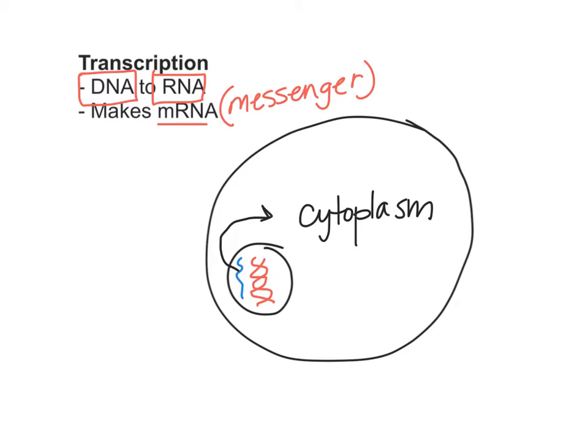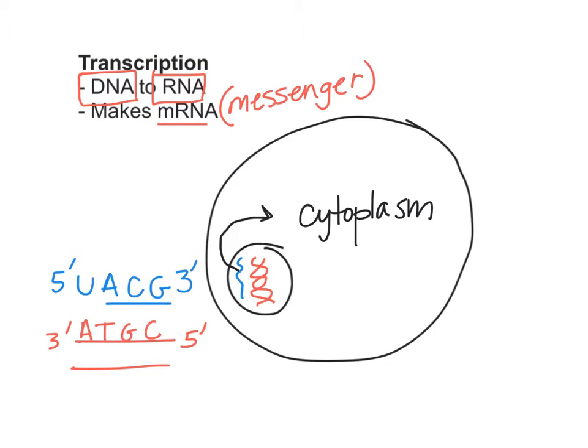So when we started, we had our double-stranded DNA, right? And if the DNA read ATGC on the 3' to 5' end, then we're going to make some single-stranded RNA that reads UACG in a 5' to 3' direction. And again, that's single-stranded. So that's just a quick review of transcription.